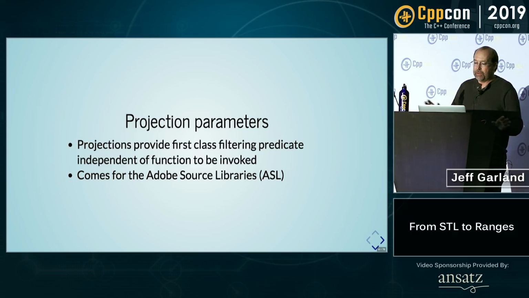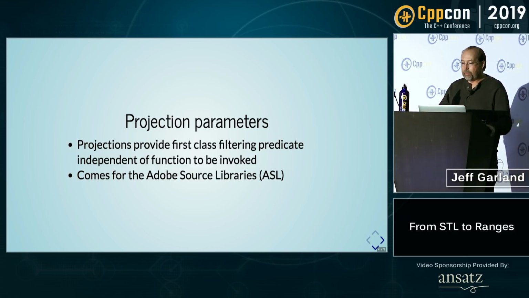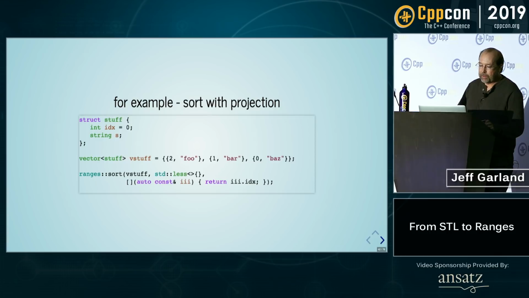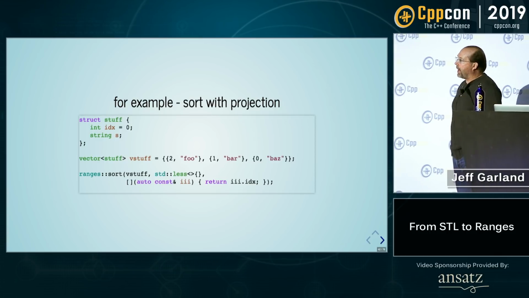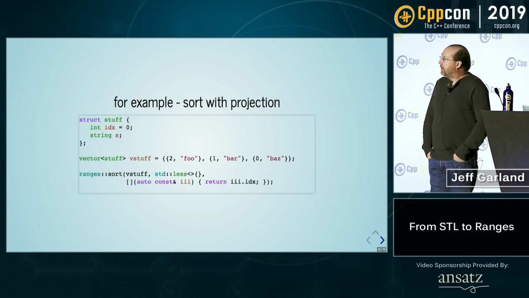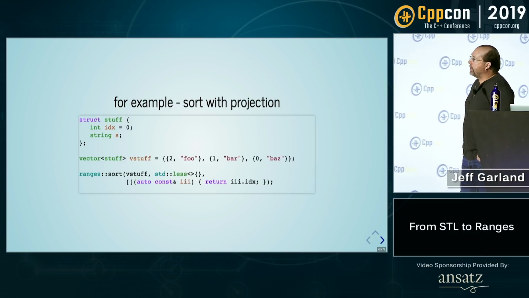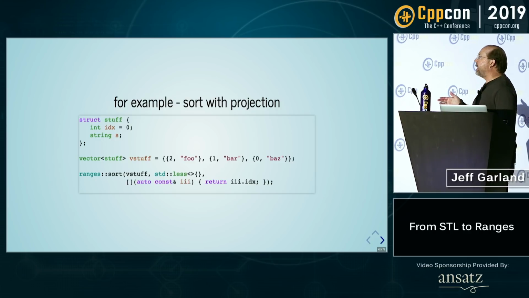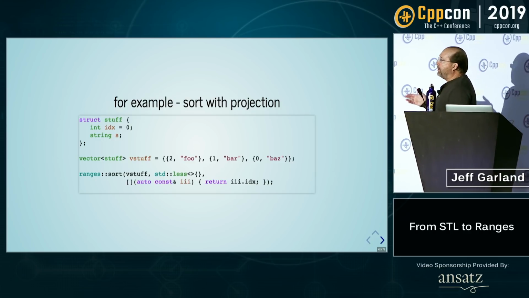And this concept has been around, but it couldn't really go into the STL as it stood because it would be a breaking change in many cases. So here's an example of how it looks. Let's say that we have a structure like stuff. And what we really want to do is sort it only by the IDX. We don't really want to use both.